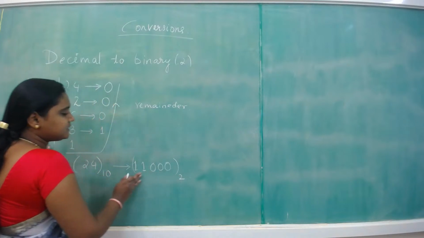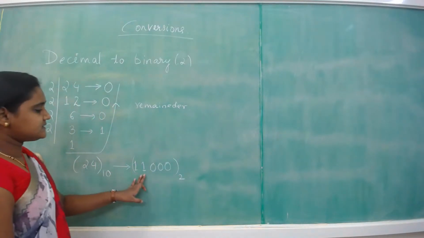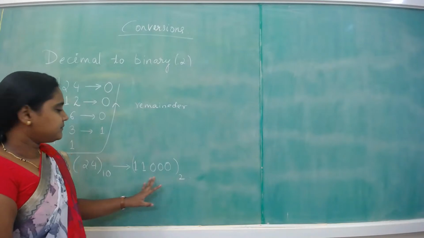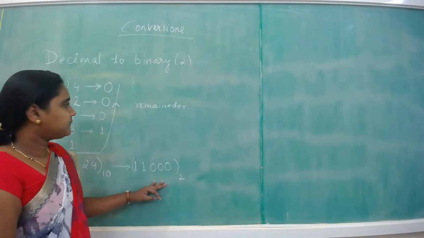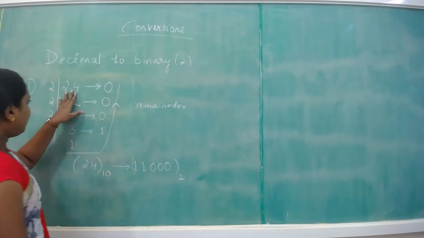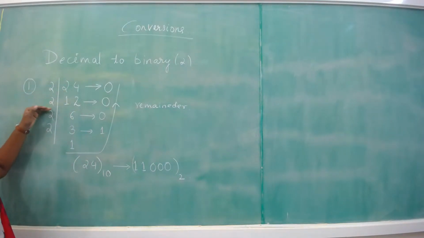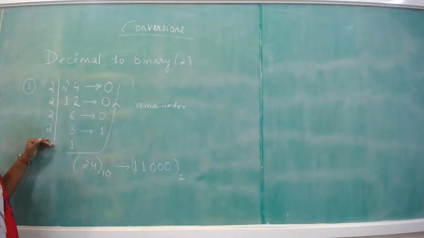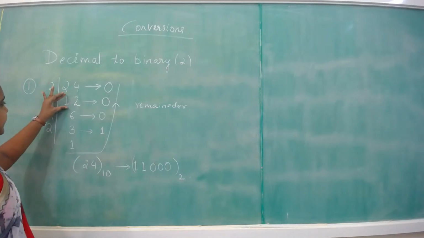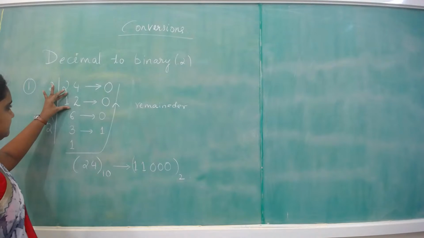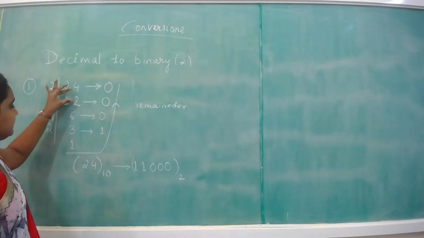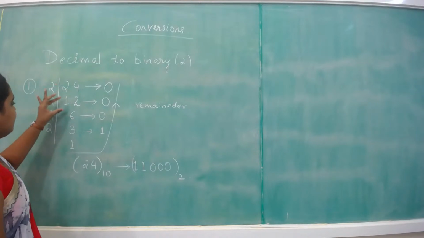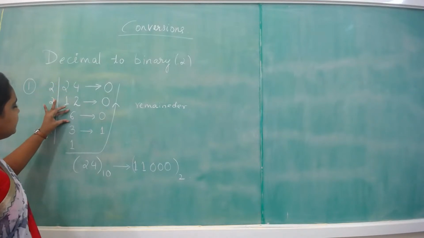This is a binary number. A binary number should have only zeros and ones. This is the conversion of 24 into binary. I will repeat it. Whatever number is given, we keep dividing by 2. We write the quotient immediately below the value given, then again divide it and keep the value below.